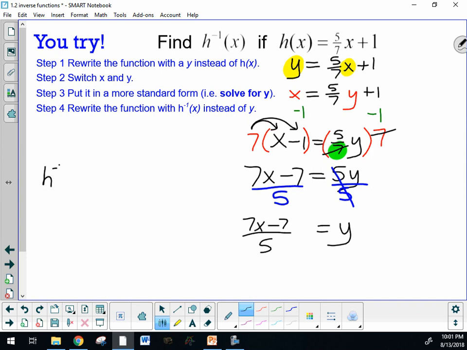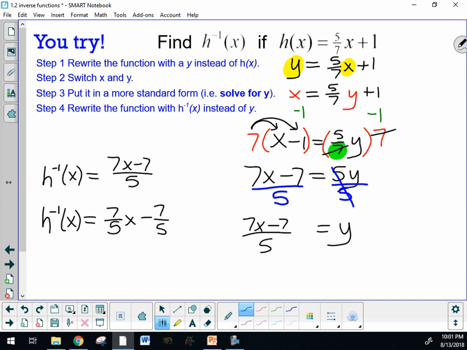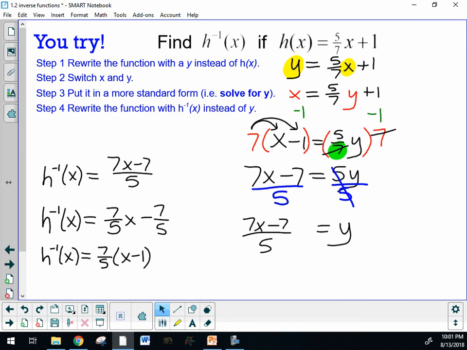I'll write a couple of the different ways you could write it over here. So you could leave it in that form. If you wanted, you could put that divide by 5 with each of the terms like this. And if you really, really wanted, you could do something crazy and write it like this. Those would all be okay. They all mean the same thing mathematically.